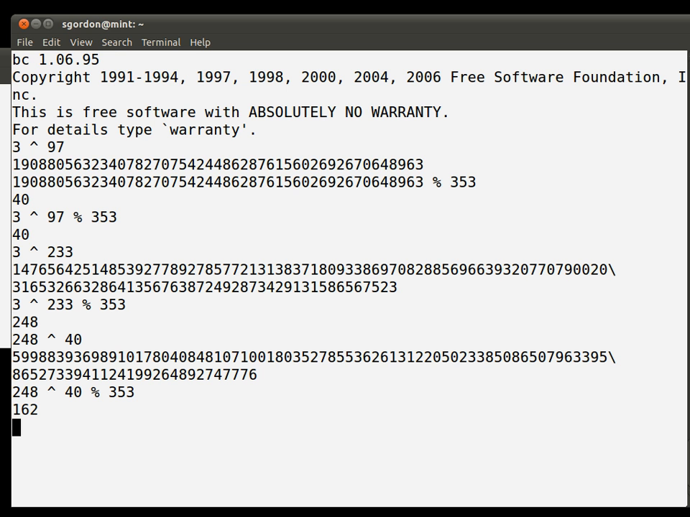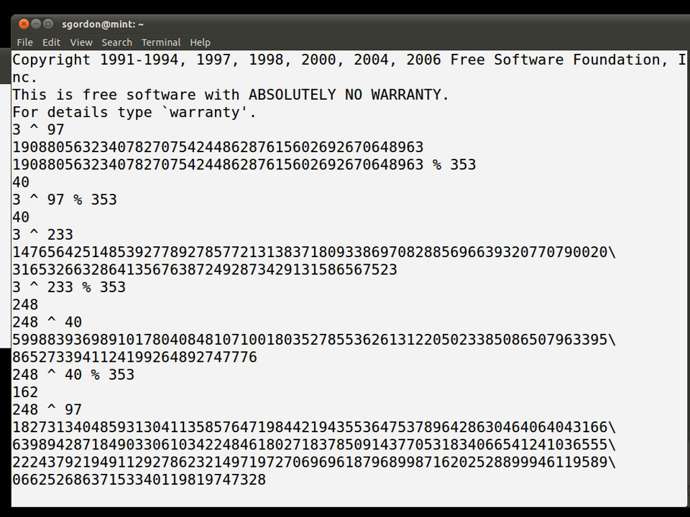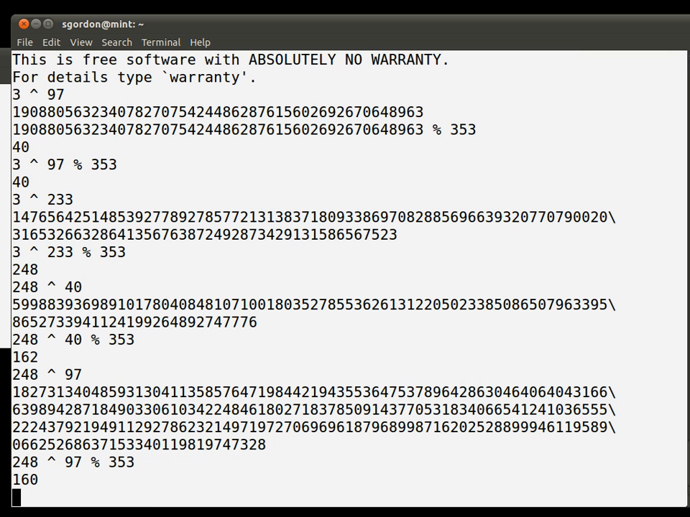So that's wrong there. It's 248 to the power of 97. YB, the Y value we receive, to the power of our private value. 248 to the power of 97, mod 353. That's the number. 248 to the power of 97 mod 353 is 160.